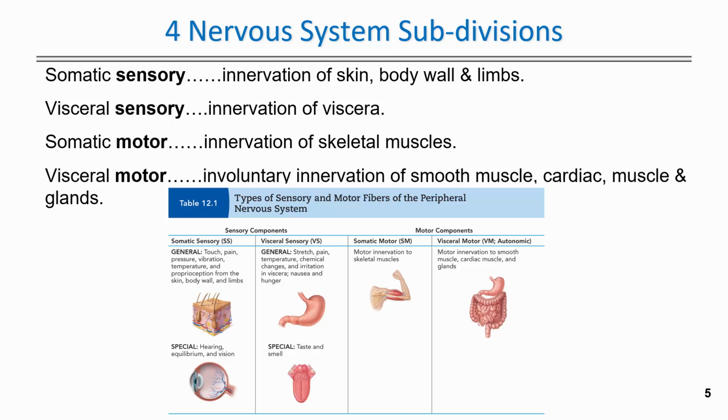So when we take a look at the four nervous system subdivisions, just to summarize, the somatic sensory provides information regarding the state of our skin, the body wall, and the limbs. And this somatic sensory gives rise to our conscious perception of the state of our body. In terms of the visceral sensory, these are neurons that innervate various visceral organs.